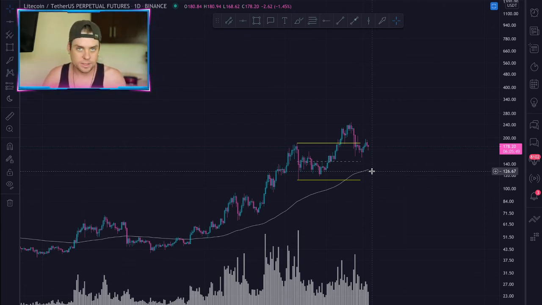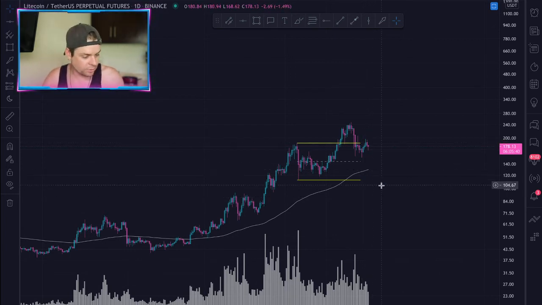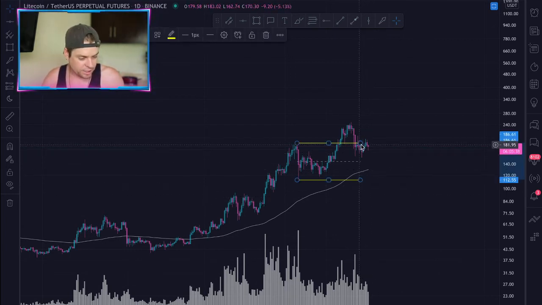Bitcoin is not a currency. It is not a currency. Litecoin is Bitcoin's testnet, in my opinion. That's the best utility for Litecoin. Bit of an ascending channel here.